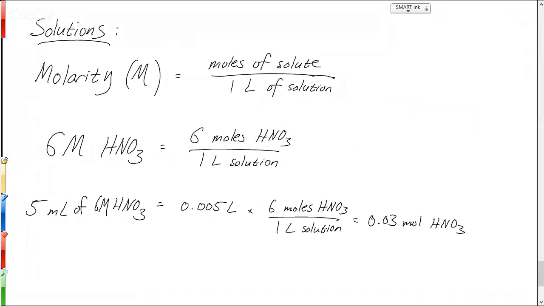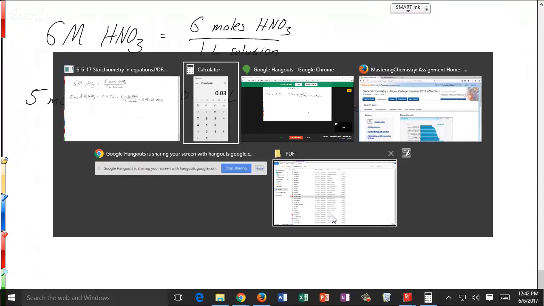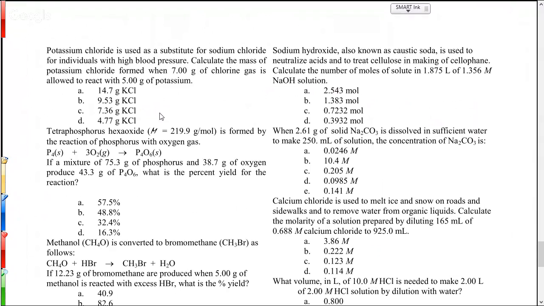So by multiplying by the volume, we can figure out how many moles that is. All right, let me show you how this works and how this gets incorporated into the types of calculations we've just been doing.